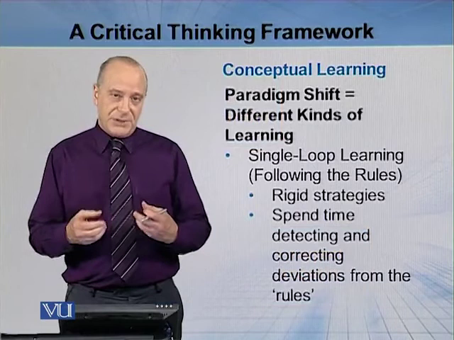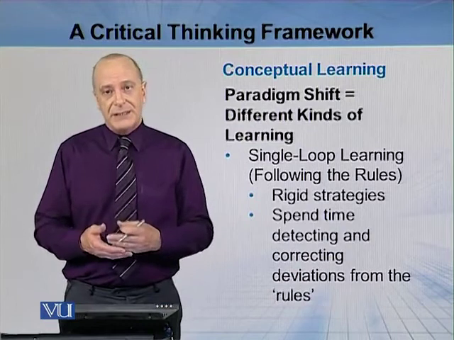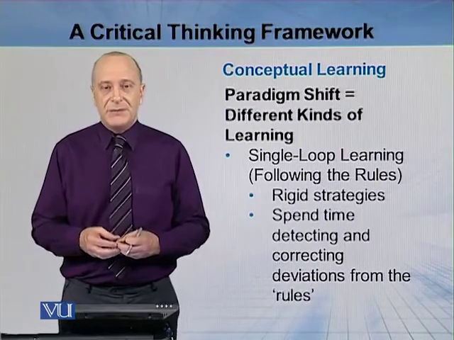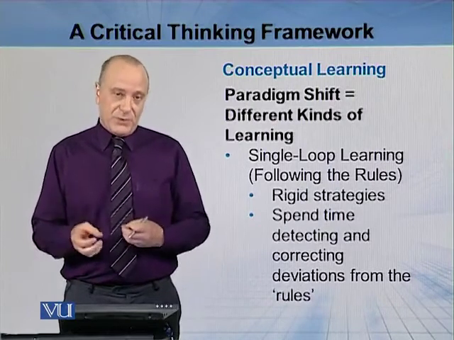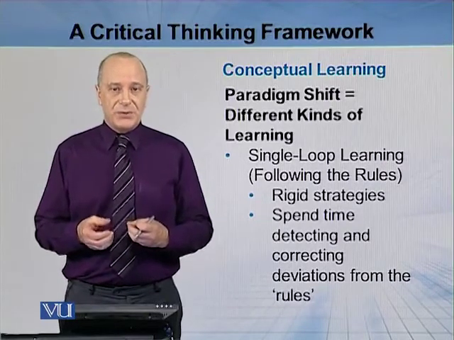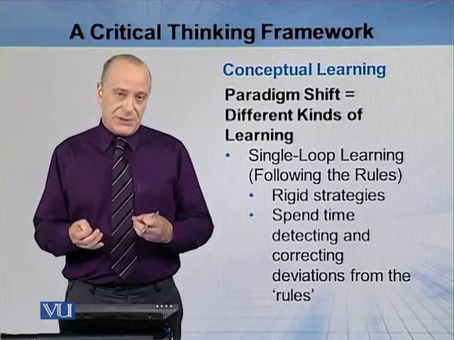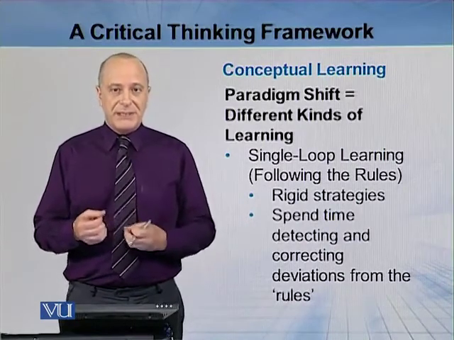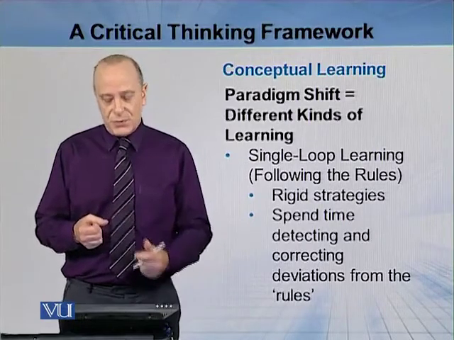So the paradigm shift really then leads to different kinds of learning, and we can think of three different kinds of learning. One kind of learning is called single loop learning, and this is very much about following the rules, or in other words, the teacher applying strategies in the classroom which they've been taught and which they repeat, which they replicate. They don't try to move outside of those rules and regulations, instead repeating the strategies, even though they may be failing, simply because this is what has been taught.